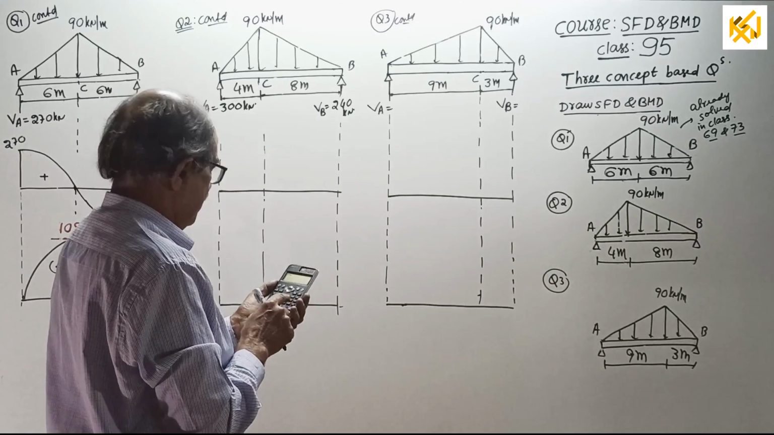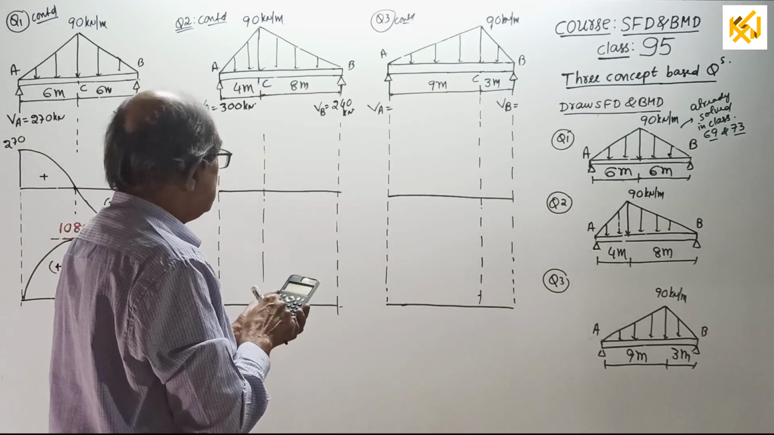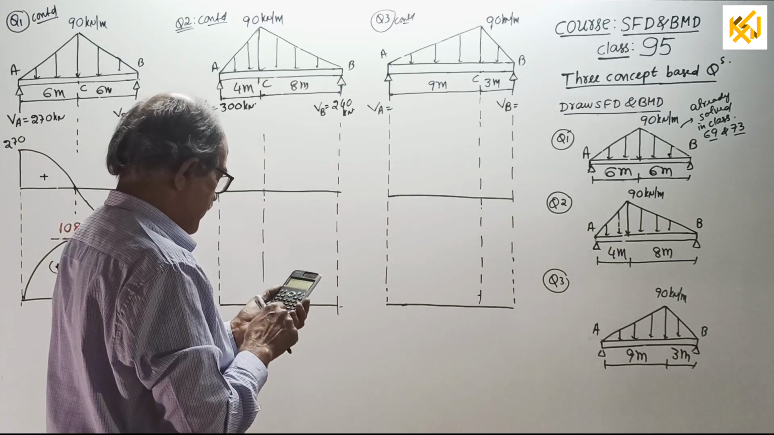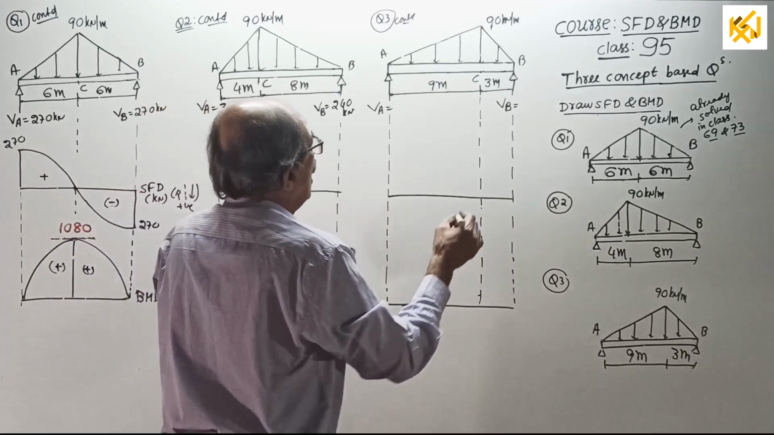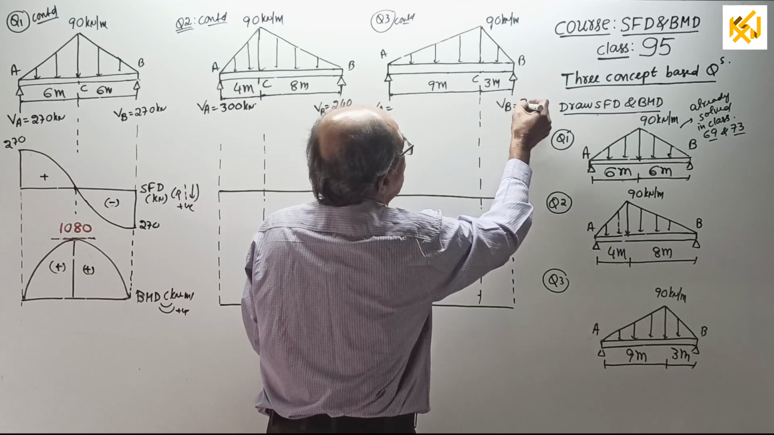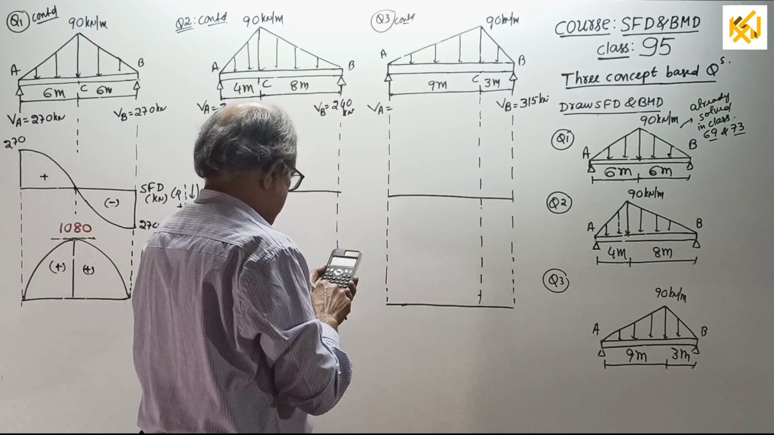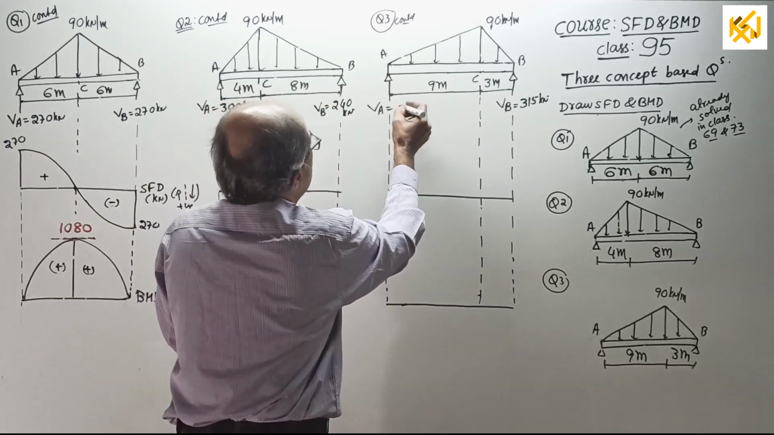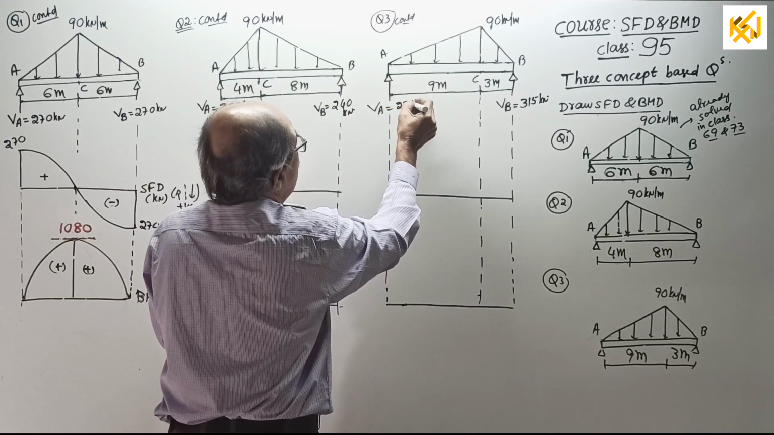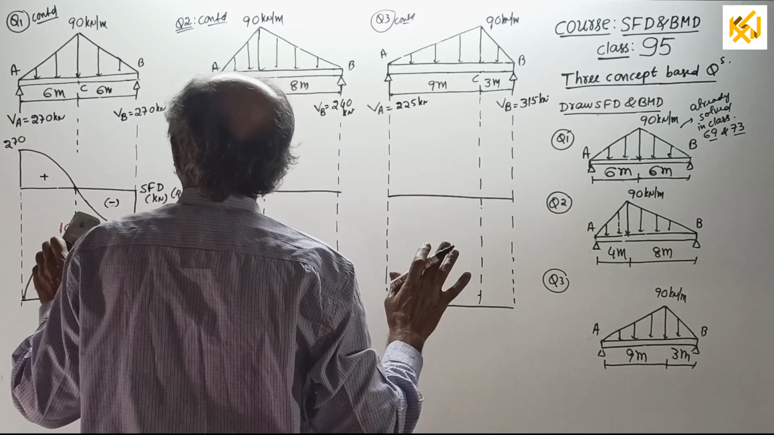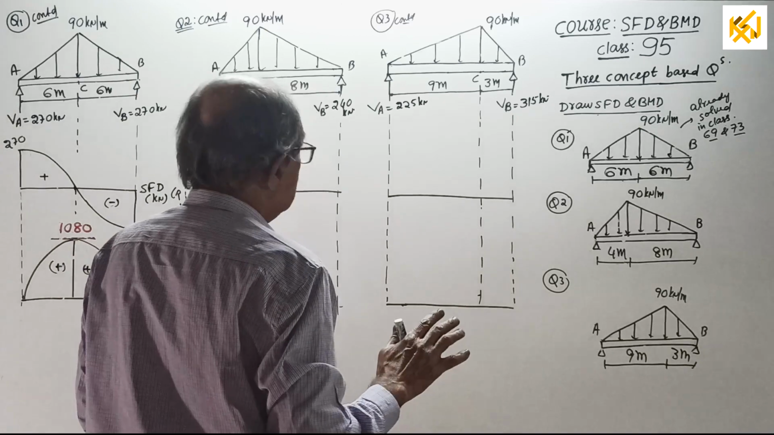Half into, how much is it? 12 into 90 into 12 plus 9, divided by 3, is equal to how much? Divided by 12. You never do these things at all. This will come to 315 kilonewton. See, the major reaction here, minus 540, will come to 225 kilonewton here. Okay, if you calculate all this correctly, you get the reactions. Now, the support reactions are fully covered.